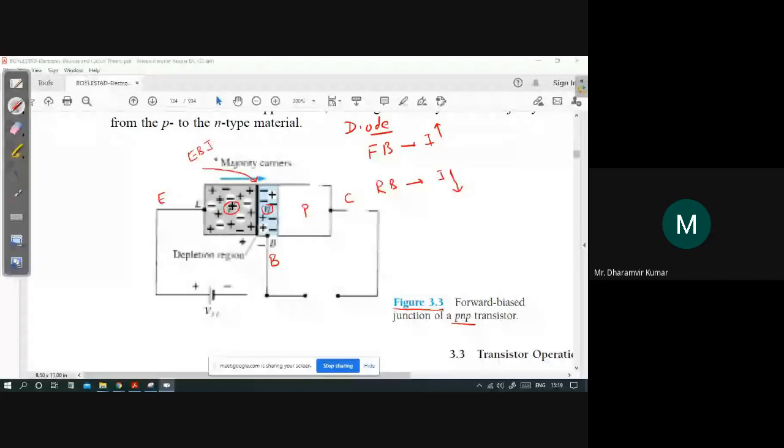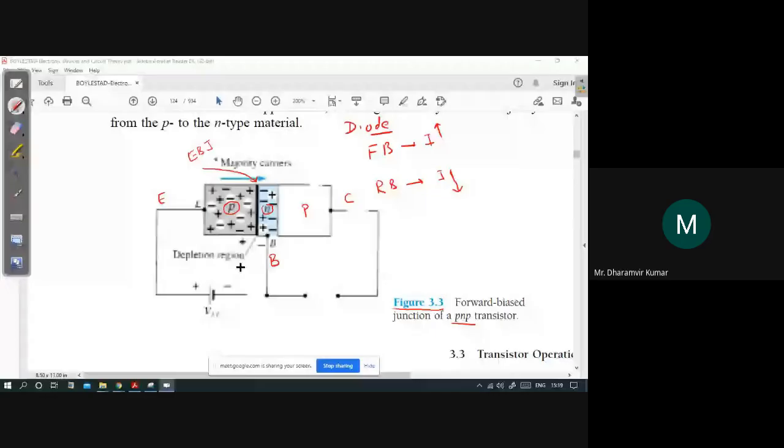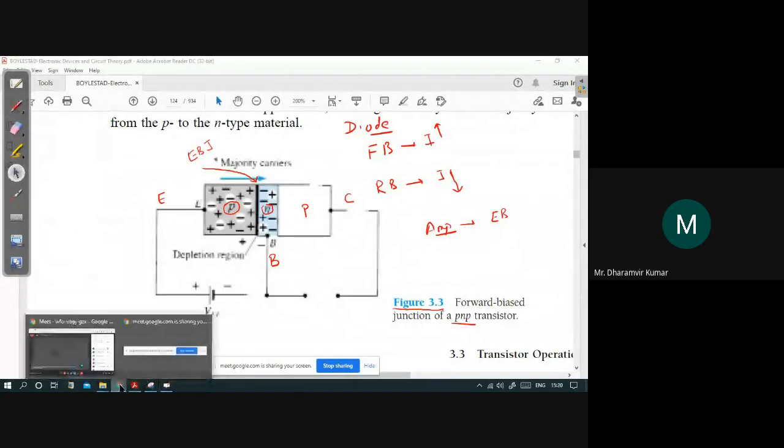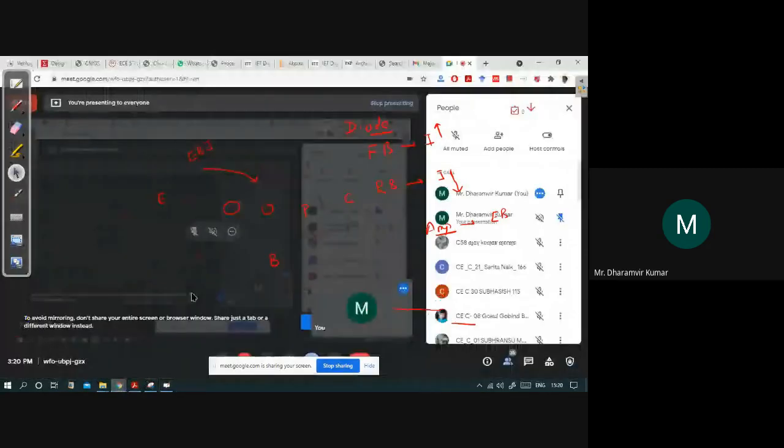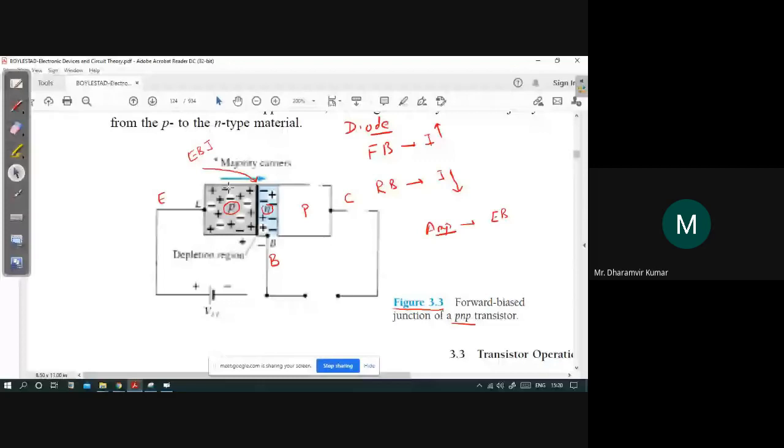I told yesterday that most of the time we will be using this BJT to design amplifiers. Sometimes in between, I have to confirm whether my internet is working or not.